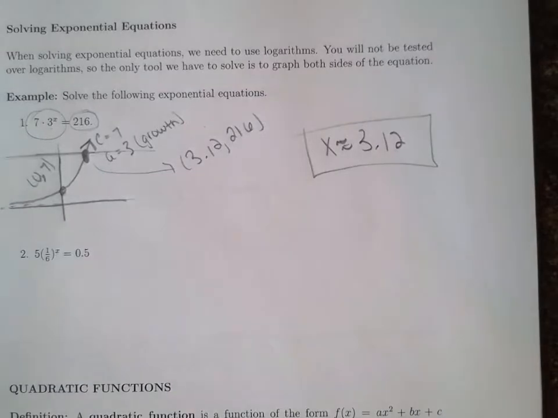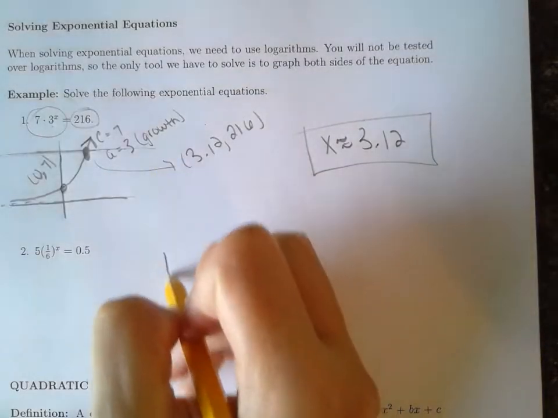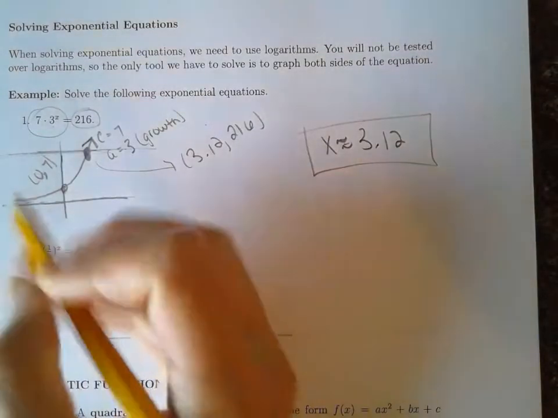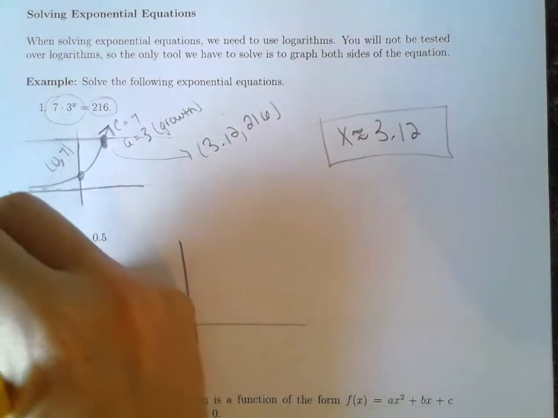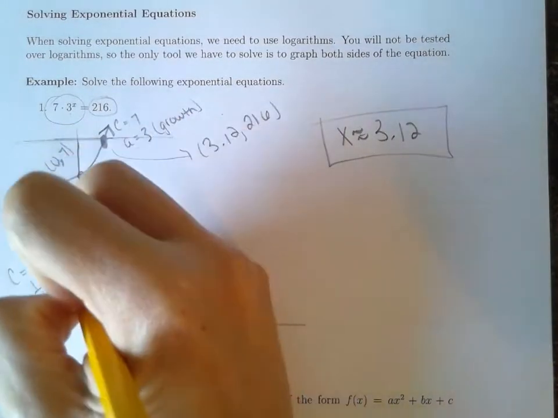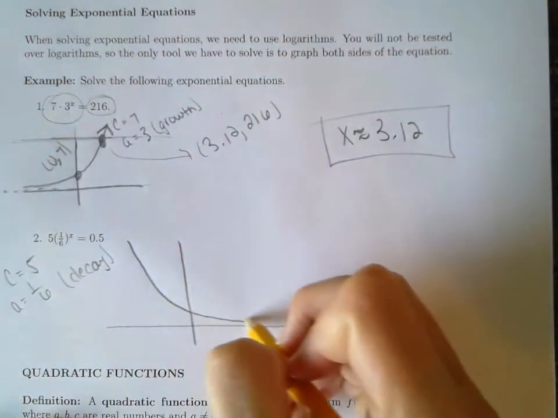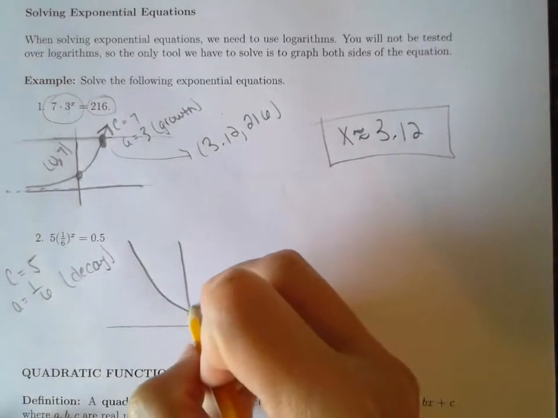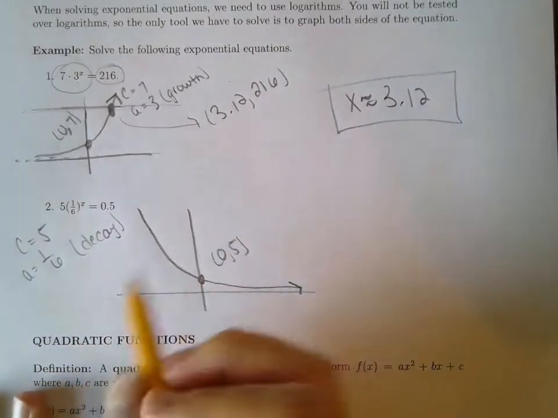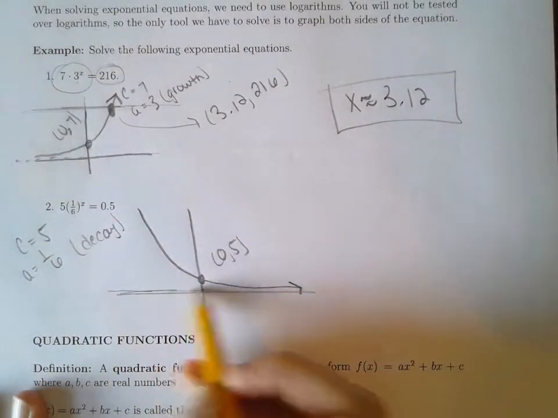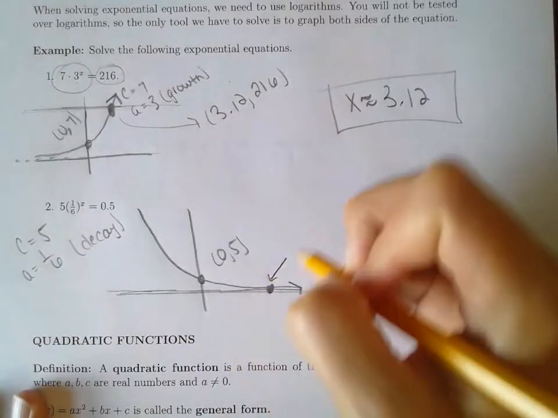Number 2, we want to do 5 times 1/6 to the x equals 0.5. Again, we know how to graph this. This is an exponential function. C equals 5, a is 1/6. That's less than 1, so we know this is going to be decay, so it's a little different picture. It's going to look something like this, where this point is 0, c, so 0, 5. 0.5 is going to be somewhere down here, lower than 5. We want to know where it hits.